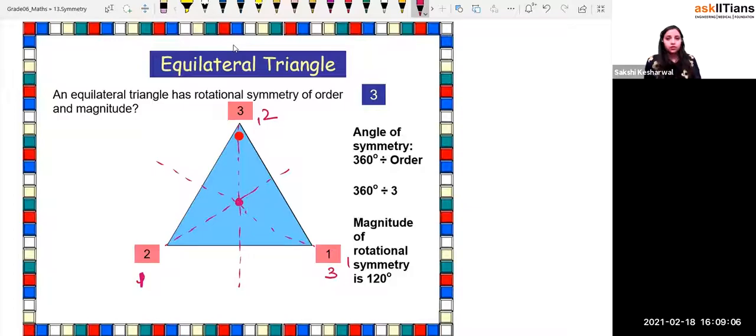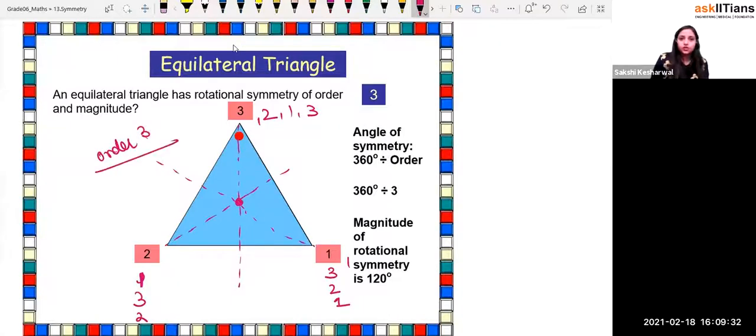Now 2 will come over here, right? 2 will come over here, and then 1 will go over here, right? So 3 will come over here, and this is going to be 1. So then again we are going to do the rotation. So it will be 3 back, then this is 1 back, and then this is 2 back. So in how many positions did we get the same shape? That is what the order is going to be, 3. As this is an equilateral triangle, the order is 3. So the angle of symmetry will be how much, beta? 360 divided by 3, which is equal to how much, beta?